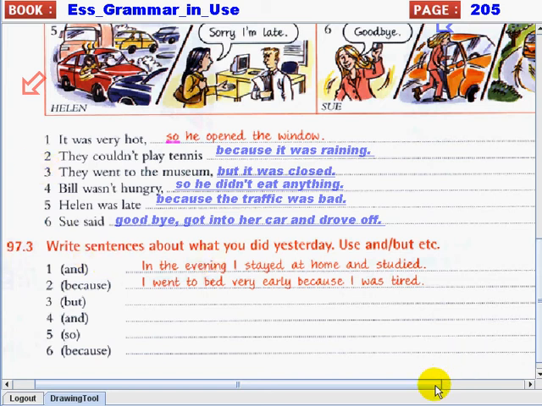This is based on your experience yesterday. You have to use and, but, and other conjunctions that you know and we have discussed, okay? Examples are in numbers 1 and 2. In the evening, I stayed at home and studied. I used the word and as my conjunction in number 1. While in number 2, I used the word because. I went to bed very early because I was tired. Now, I think that's clear. Are you ready to do numbers 3 to 6?